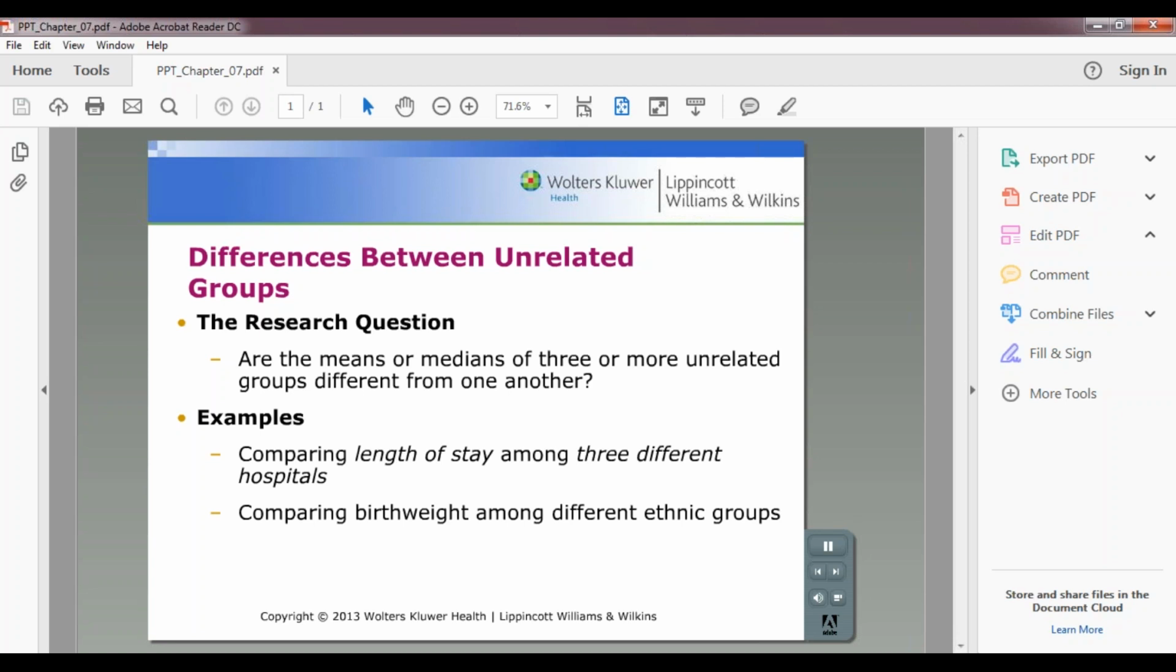Okay, so if you have an example research question, such as comparing the length of stay, the length of stay is an outcome variable between 3 different hospitals, so you have at least 3 different groups. You could look at that using an ANOVA, or comparing birth weight being the outcome among different ethnic groups, and you can have many more than just 3 variations of ethnic groups that you could be looking at.